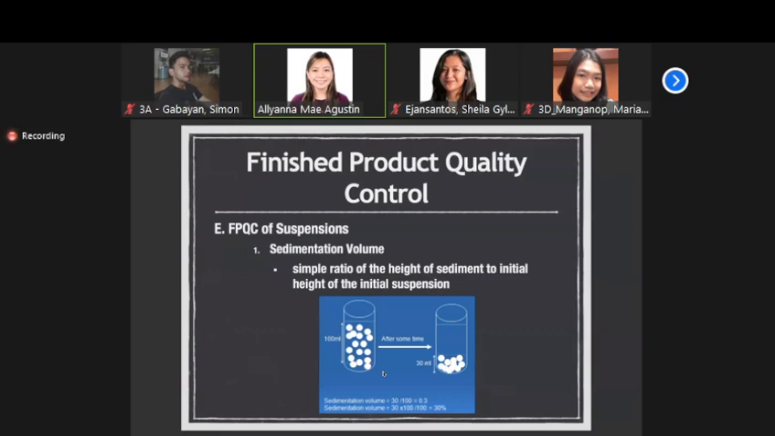Sige. So, ano ba ang gusto natin? Mas maliit na sedimentation volume or mas malaki? No? So, what is for an ideal sedimentation volume? Or SV?